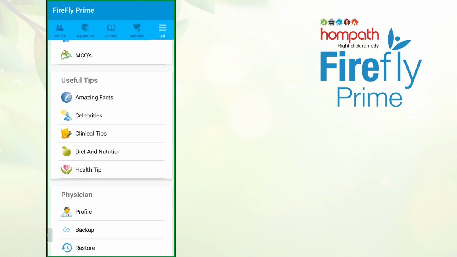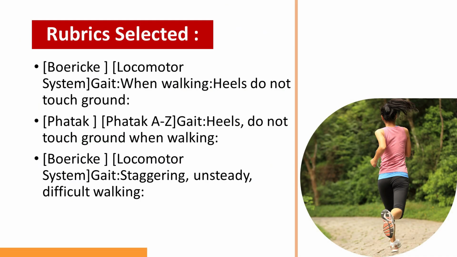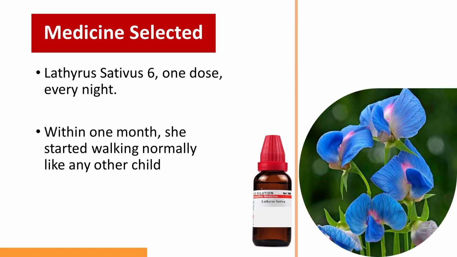Coming back to our case, the rubrics which were selected in the case were from Boericke's locomotor system, gait, while walking, heels do not touch ground. From Phatak, gait, again, heels do not touch the ground while walking. From Boericke, again in the locomotor system, staggering gait. The medicine was very simple: Lathyrus sativus 6, one dose every night. Within 1 month, she started walking normally like any other child.